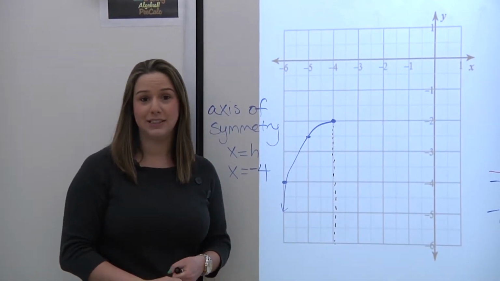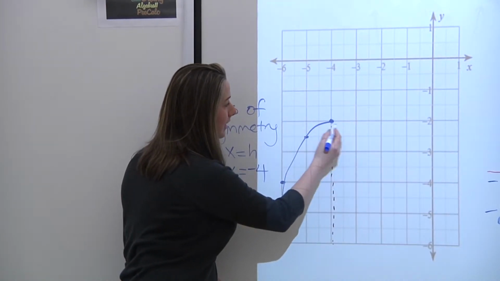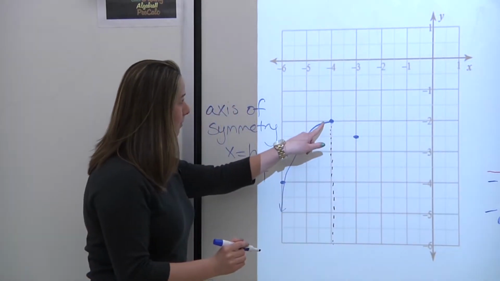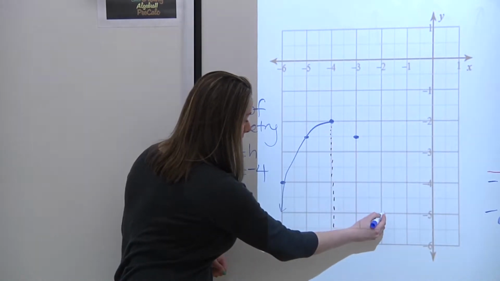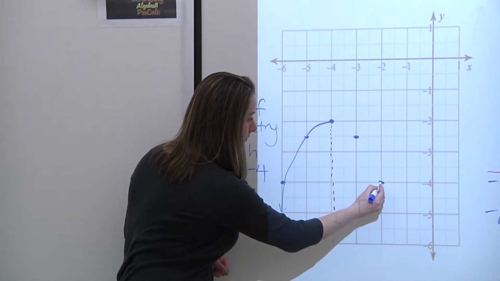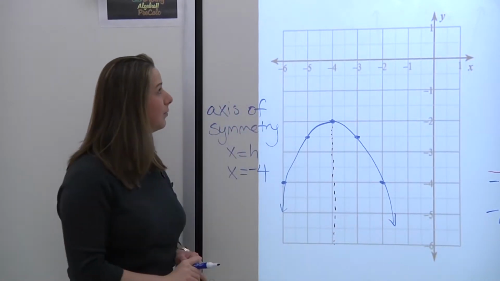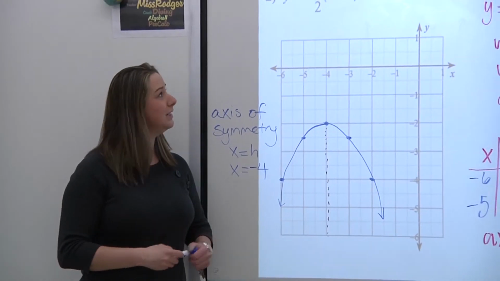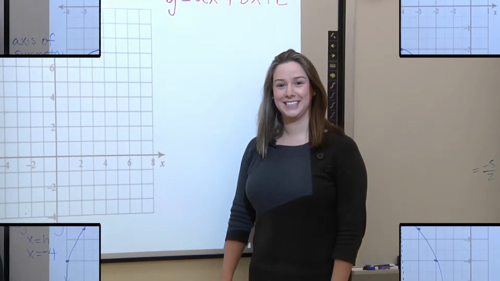Now that I have the axis of symmetry, I can reflect my points. Here I went over 1 to the left, so I'm going to go over 1 to the right and reflect. Here I'm going over 2 to the left, so I'm going to go over 2 to the right and reflect. This is the parabola for y equals -1/2 (x plus 4) all squared minus 2.